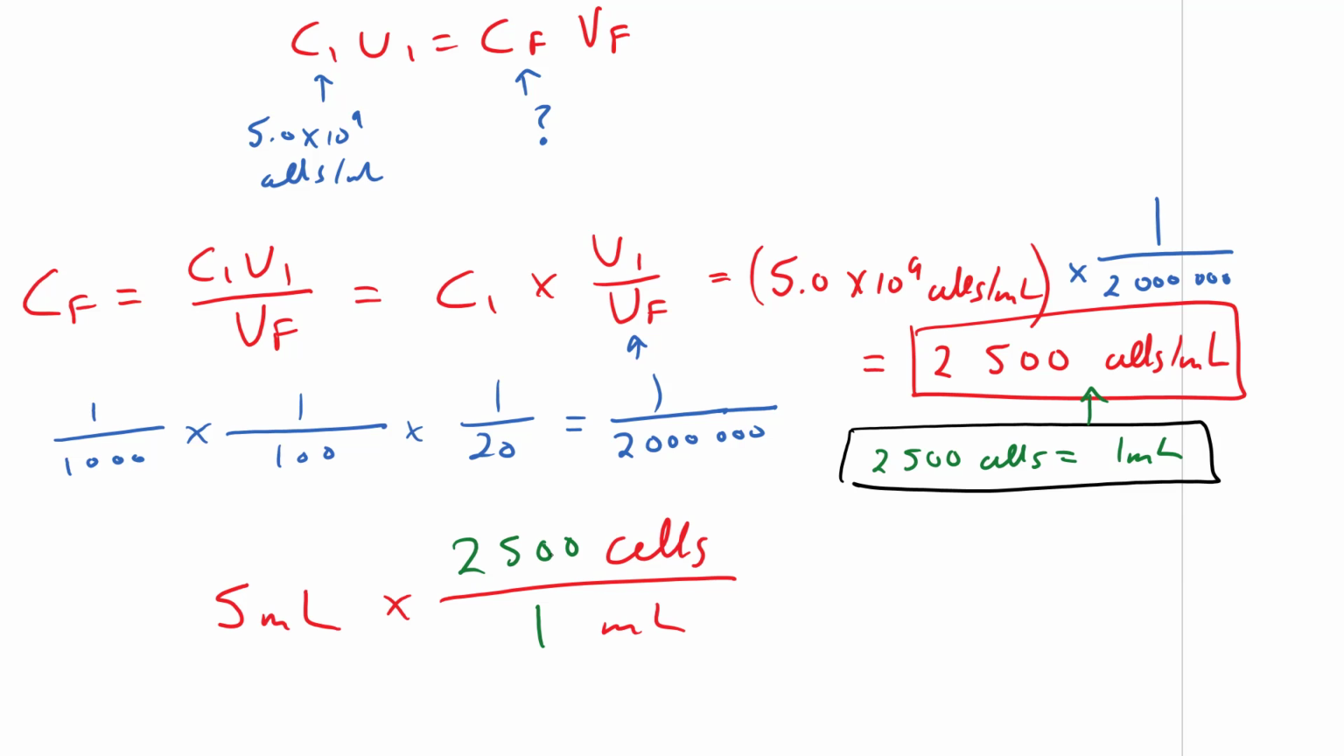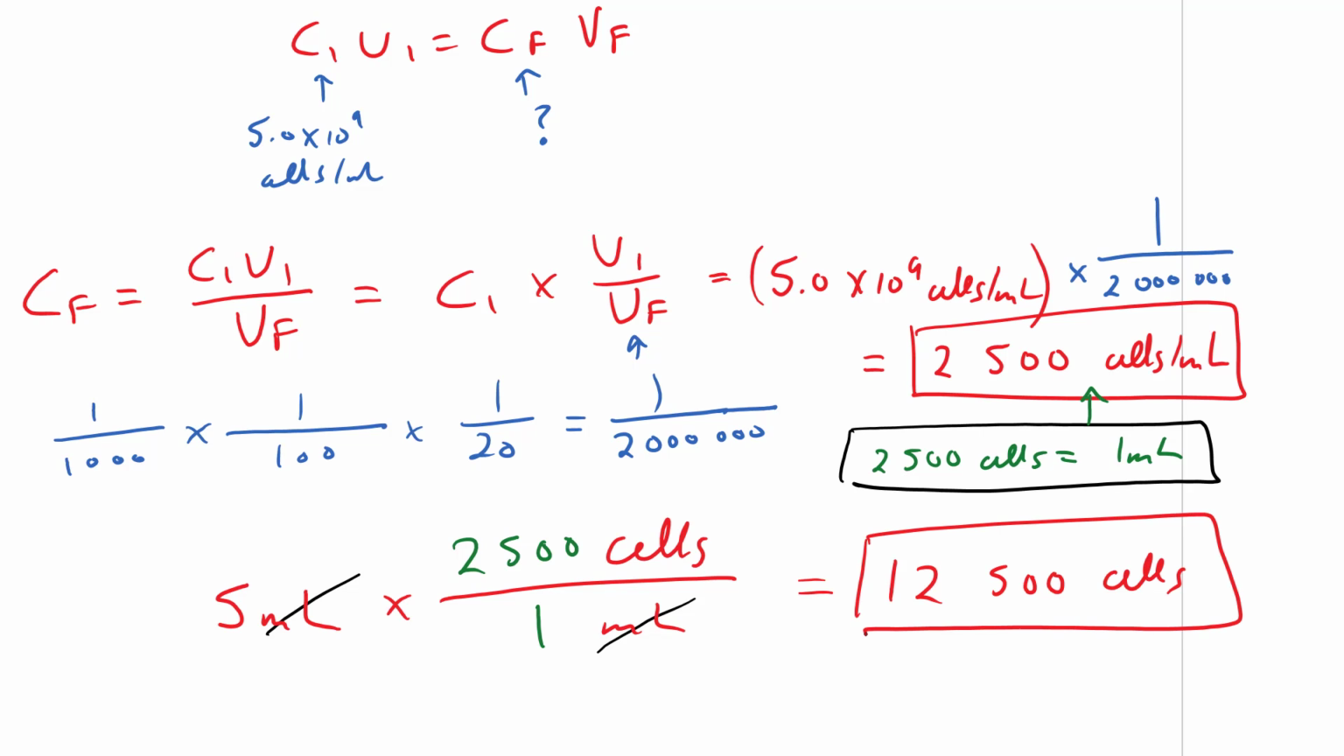My concentration was 2,500 cells per mil. You can see mils cancel out. 5 times 2,500, 12,500 cells. This is an important calculation in the laboratory. If we need to seed a culture for the next day, I would take 5 mils of my diluted solution to obtain 12,500 cells.